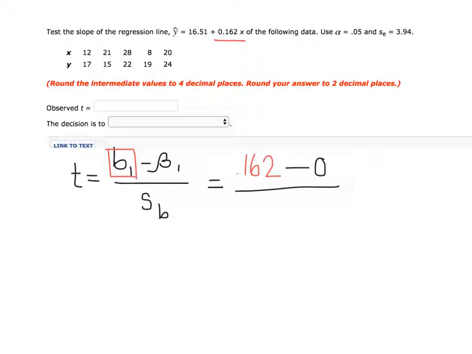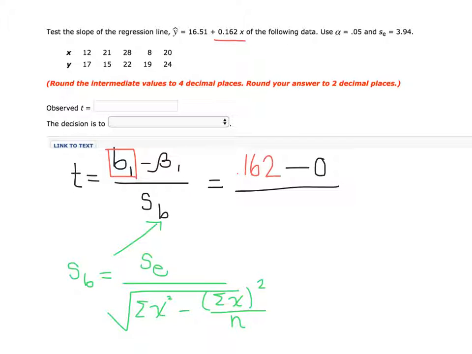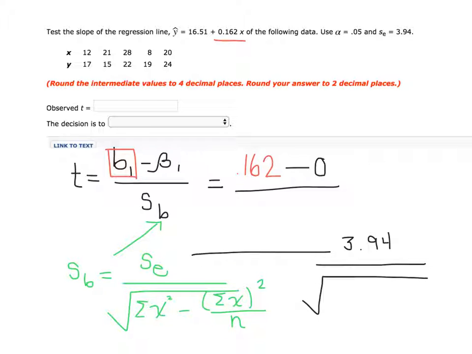And the standard error of our slope, I was rather surprised when I saw this tonight, is a rather tedious calculation. So first we have to take the standard error of our residuals, which we calculated in a few of our problems together this evening. And in this case it was given to us, 3.94. And we have to divide by the square root of the sum of our x squareds minus the sum of our x's, then squared, divided by n.